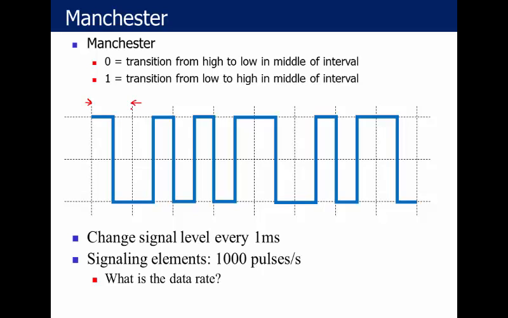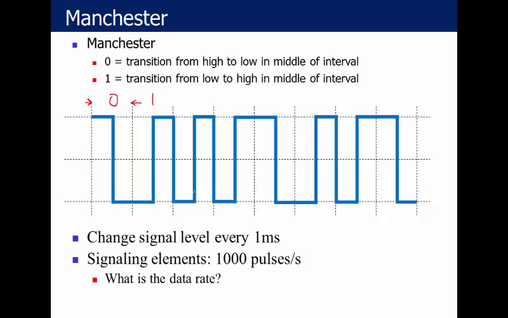So overlay a little bit of that interval. If there is a transition from high to low, this means zero. If we have data zero, then we need to generate this kind of signal, right? From low voltage to high voltage, then that is one.